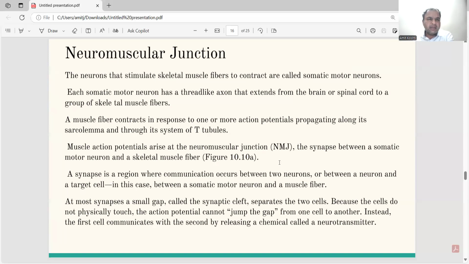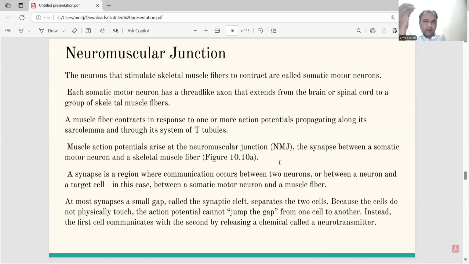So, the neuromuscular junction. The neurons that stimulate skeletal muscle fibers to contract are called somatic motor neurons. What are somatic motor neurons? Neurons that are under our control. Skeletal muscles are muscles that are under our control. If I want to move my hand, I can move my hand, but I don't have such control over my digestive tract muscles. The muscles of the hand and leg are skeletal muscles. My tongue muscle is a skeletal muscle.